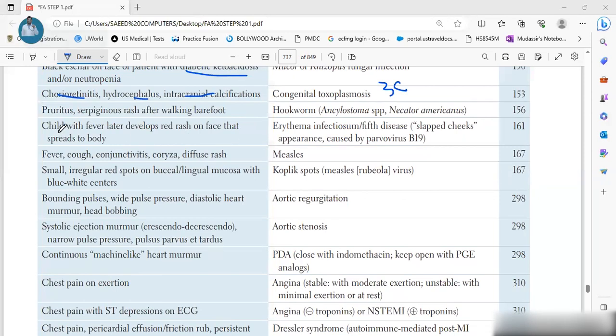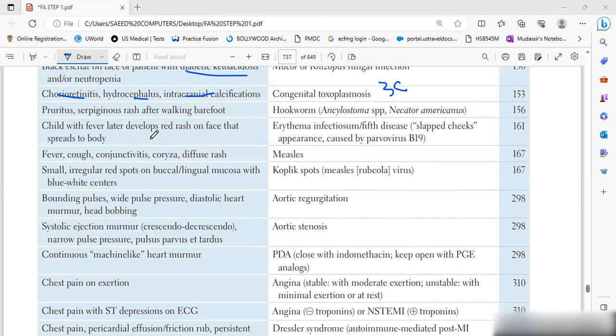The next is child with fever. Okay, child with fever, and then develops a red rash on the face. Okay, it is roseola. Roseola, you will have first fever, then rash. It is also called erythema infectiosum, fifth disease, slapped cheek rash.